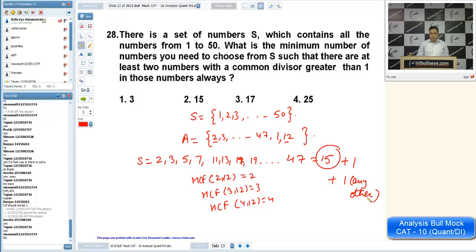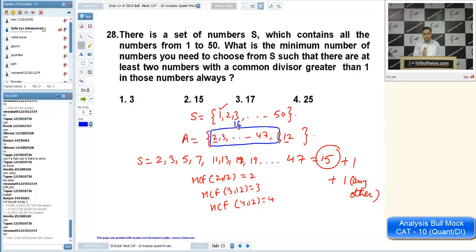Let me explain once again. I have taken all the primes 2, 3, 5, 7, 11, 13, 17 till 47. So there are total 15 primes, and I have also taken this number 1. So my set contains all the numbers which are prime as well as 1. Now up to here I am having 16 numbers, but from these 16 numbers I cannot take any pair of numbers whose HCF is greater than 1. It is not possible because I have taken all the primes as well as the number 1.